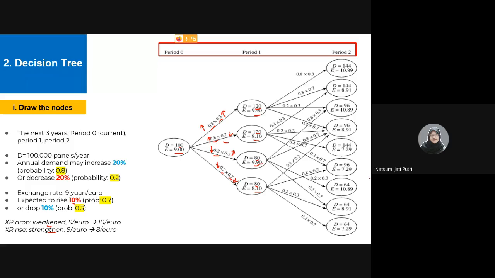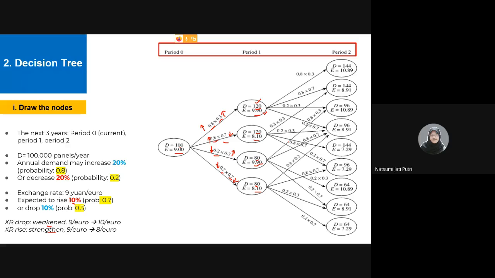And for the period 2, each node here also will have the same 4 probabilities, but when computed, we use the value in each node. So for example, in these nodes, we computed with the new value of demand here 120, and the exchange rate is 9.9.